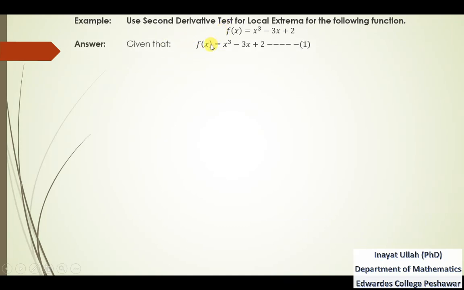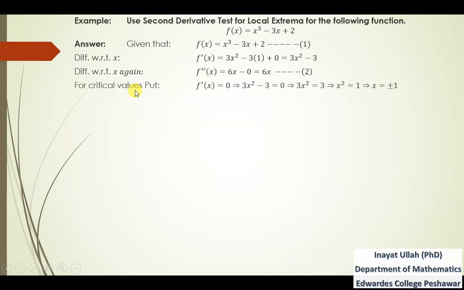The function is given to us. We need to find the first derivative of this function and again differentiate with respect to x to get the second derivative of this function. The second derivative will be 6x, and the derivative of 3 is 0. So 6x is the second derivative of this function.